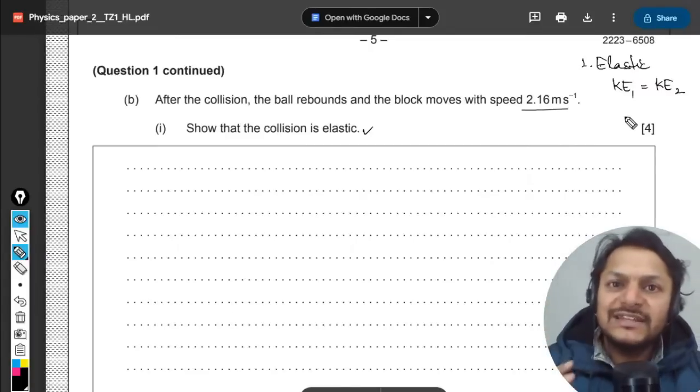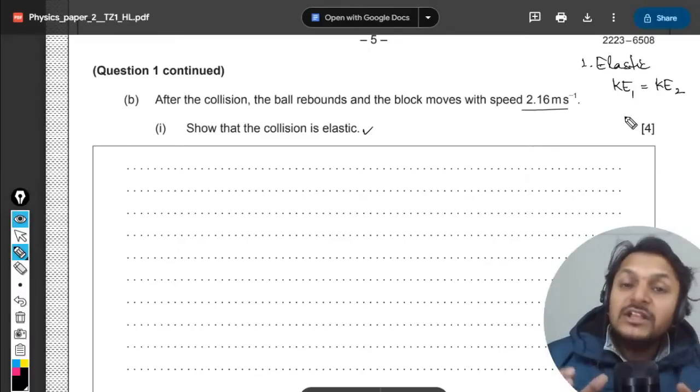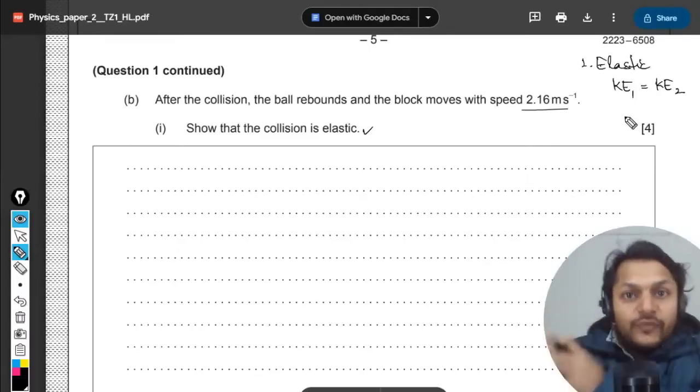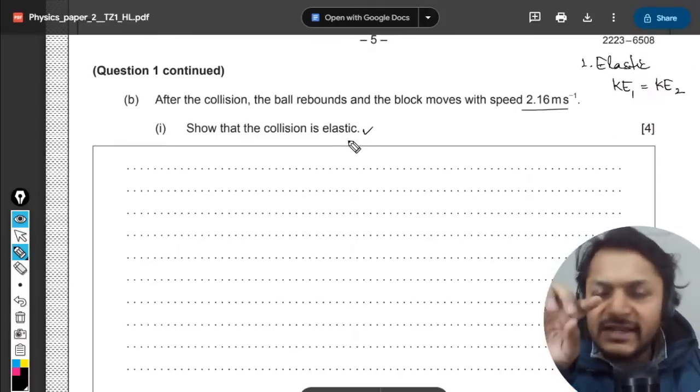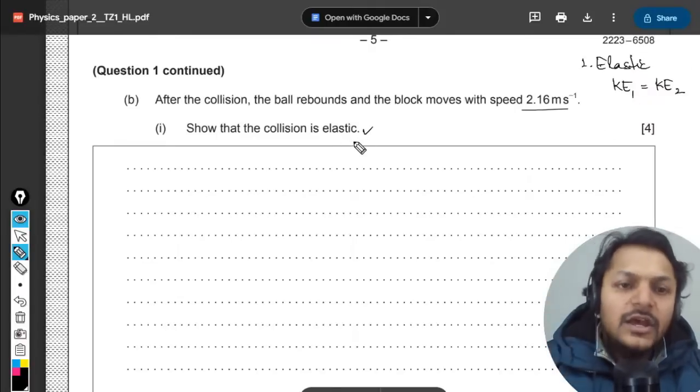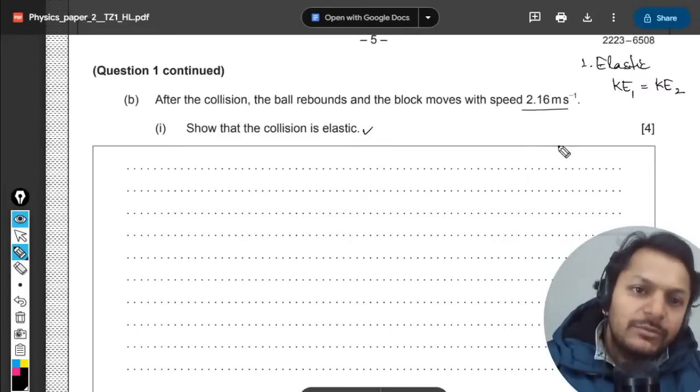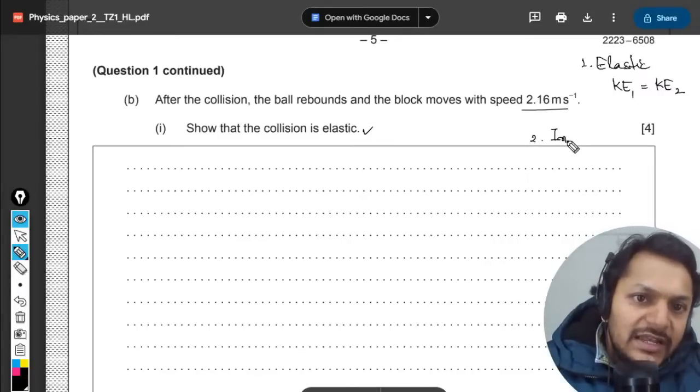So we are going to consider both of the bodies every time. So we would be finding the total kinetic energy before collision and after collision. If it comes out to be equal to each other, it is elastic. Otherwise not. Momentum is always conserved, I will be coming to that point. Now point number two is inelastic collision.